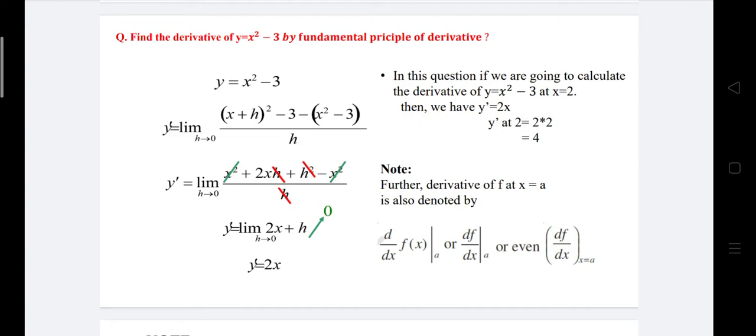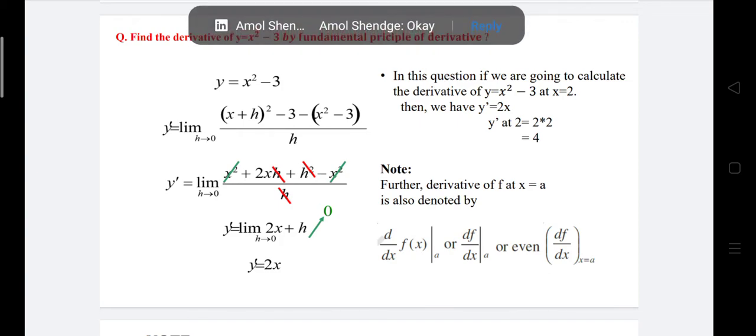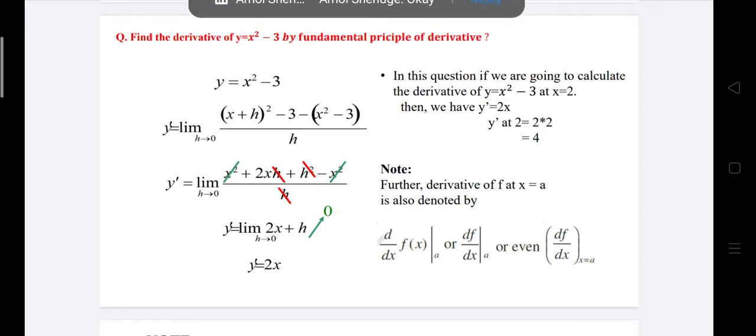Then let's move to some interesting facts. How? If you are going to calculate the derivative of this function y is equal to x square minus 3 at 2, we can calculate. We can calculate at 1, we can calculate at 3, we can calculate anywhere. That is not an issue. Then if you are going to calculate at 2, what will you do? Y dash will be 2x, then y dash at 2 will be 2 into 2 equal to 4.